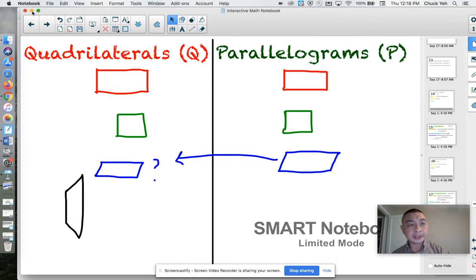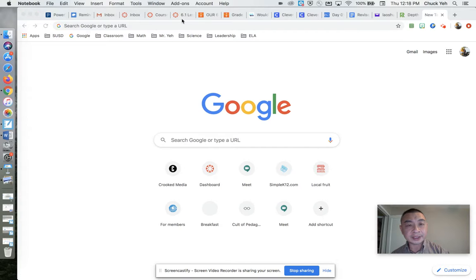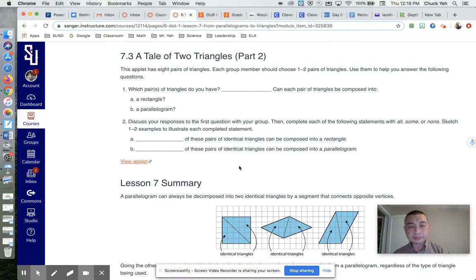All right. Then we went over 7.3 in the student task statement. If you can open that up, the student task statement, 7.3. So lesson 7. If you scroll down and click on the view applet, there's 8 pairs of triangles, and I want you to look at each pair of triangles and find out, can you compose them into rectangles and compose them into parallelograms? So let me explain.